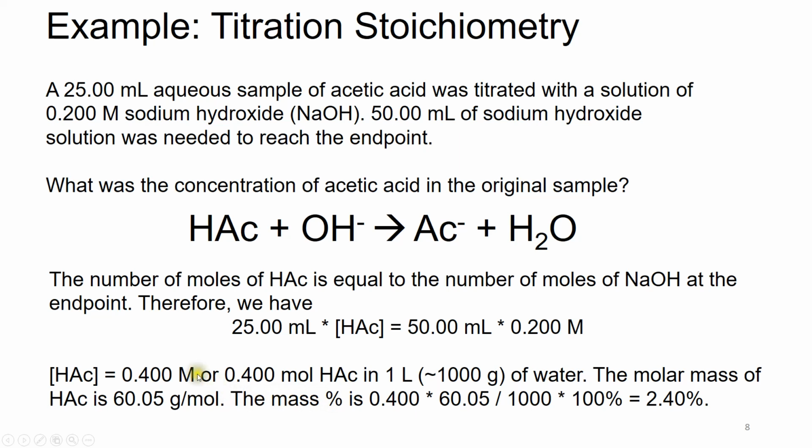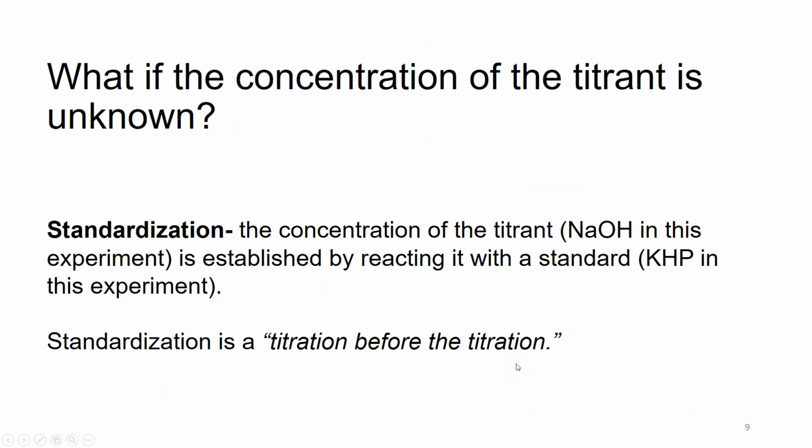And also from this 0.4 molar we can determine the mass percent. It's pretty simple because 0.4 molar means we have 0.4 mole acetic acid in 1 liter of water. And 1 liter is about 1,000 grams, so we have the mass of acetic acid on top. By the way, 60 is the molar mass. And then we need the total amount of solution on the bottom, 1,000 grams, and then times 100%. The result is 2.4% for this numerical example.